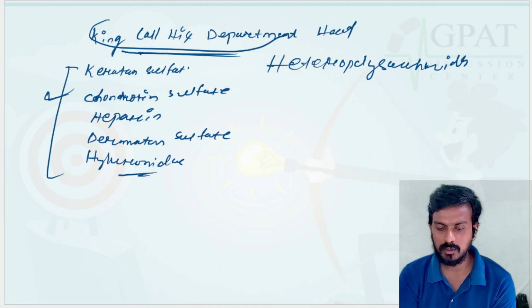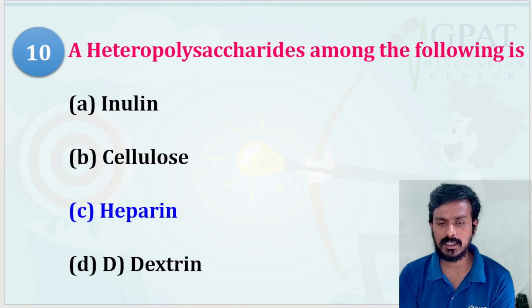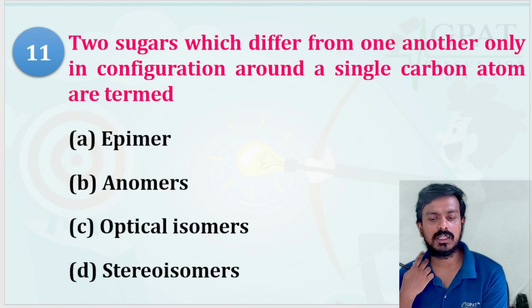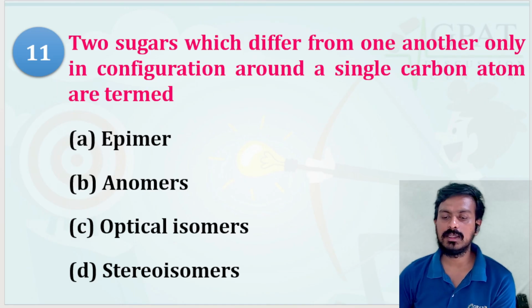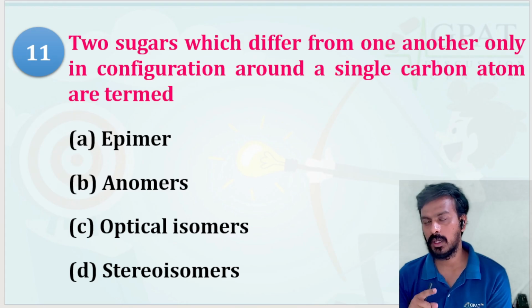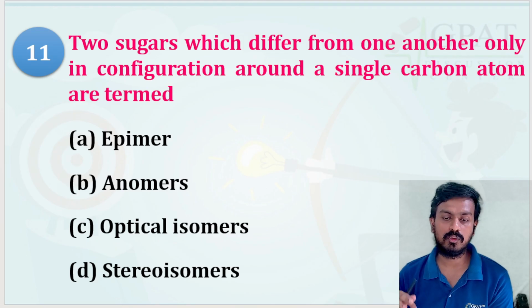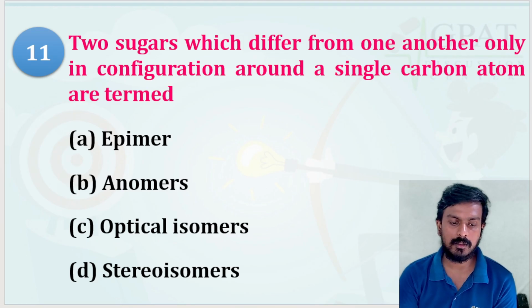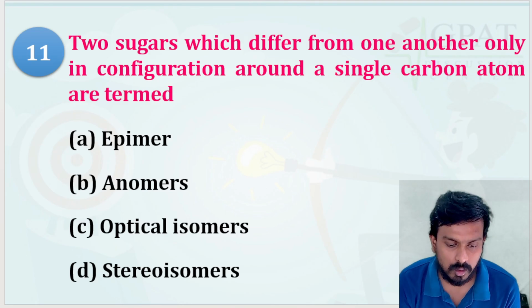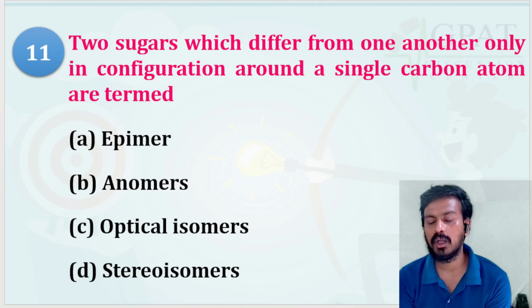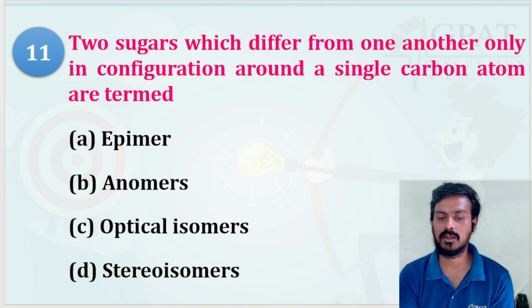Okay, now moving to the next question. The next question is: two sugars which differ from each other around a single configuration, around a single carbon, are termed as what? Two sugars differ from one another only around the configuration of a single carbon atom. Then what are we going to call it? Epimer, anomer, optical isomer, or stereoisomer.